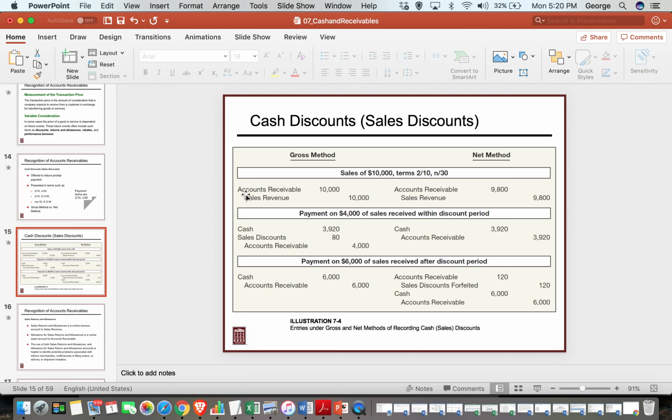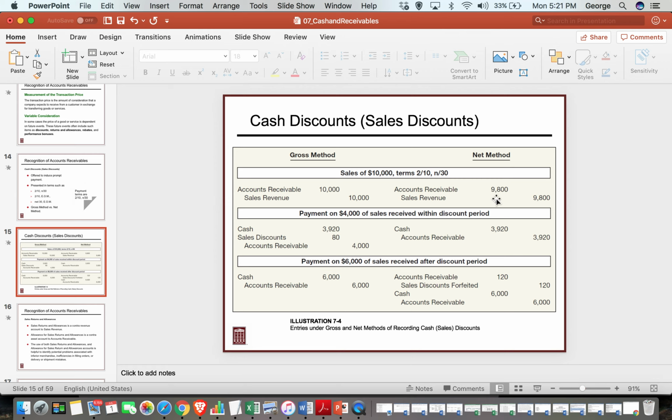So over here on the left, we have the gross method, which is probably what you're most familiar with. We debit $10,000 to account receivable and credit sales revenue for $10,000 for a $10,000 sale. Terms are 2/10, n/30. So we're assuming at least on 4,000 of the sales, they're going to take the discount. So 2% of 4,000 is 80. They're paying us $3,920. So I record the discount for 80. Cash is debited for $3,920, and AR is reduced by 4,000. The other 6,000 is outside the discount period, so we debit cash and credit account receivable for 6,000.